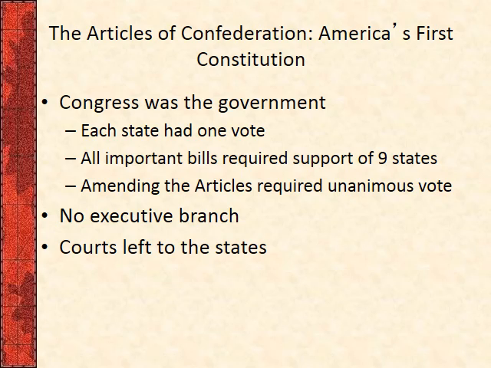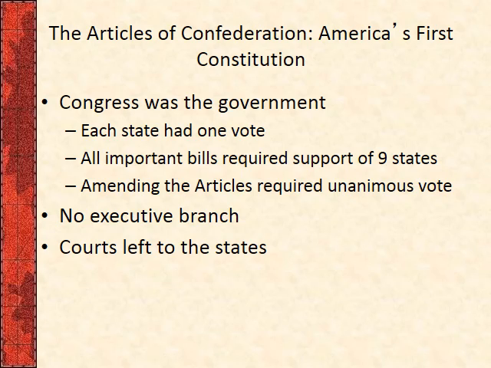What was the structure of government under the Articles of Confederation? Well, there weren't three branches of government. There was one branch of government, and that was Congress. It was a unicameral Congress, meaning it was just one house, and each state had one vote. So no matter what, Rhode Island had one vote, Virginia had one vote.